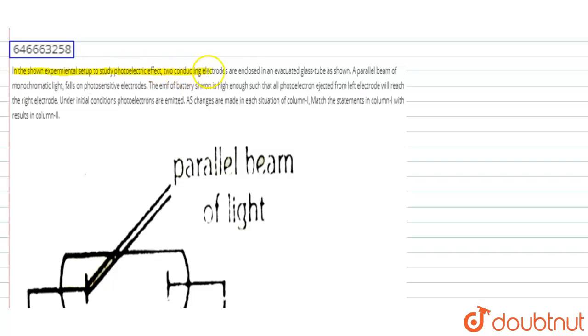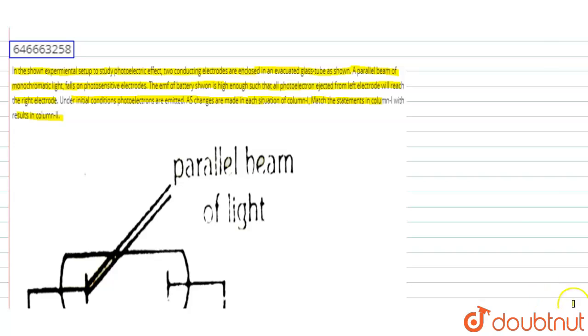In this question, it is given that in the shown experimental setup to study the photoelectric effect, two conducting electrodes are enclosed in an evacuated gas tube, as we can see. A parallel beam of monochromatic light falls on the photosensitive electrode. The EMF of the battery shown is high enough such that all the photoelectrons ejected from the left electrode will reach the right electrode. Under initial conditions, photoelectrons are emitted as changes are made in each situation of column 1. Match the statement in column 1 with the result in column 2.